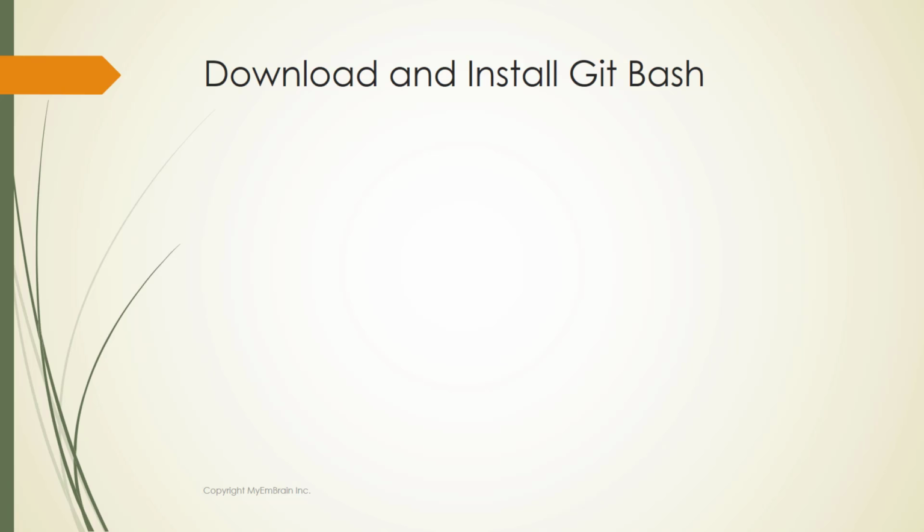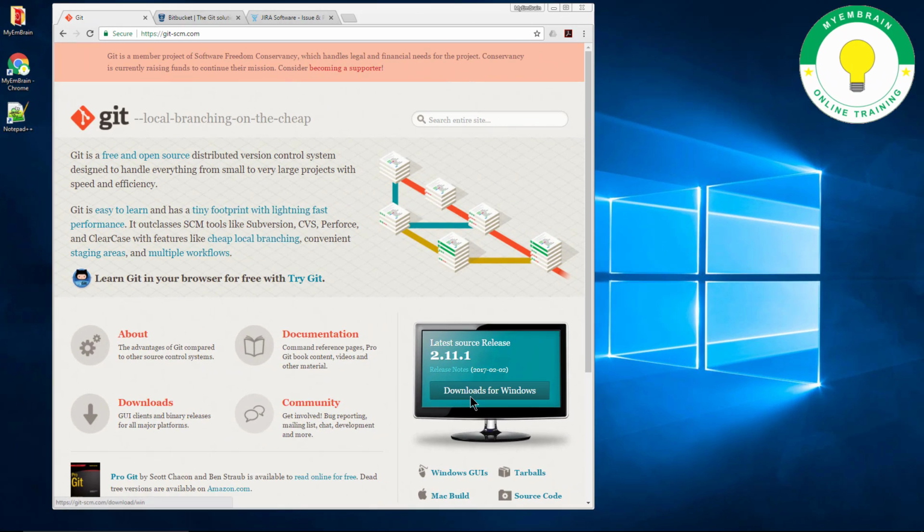In this session, you will download and install Git Bash to track changes in different versions of project files and folders on your local computer. Let's open a web browser and go to git-scm.com to download Git Bash for Windows.